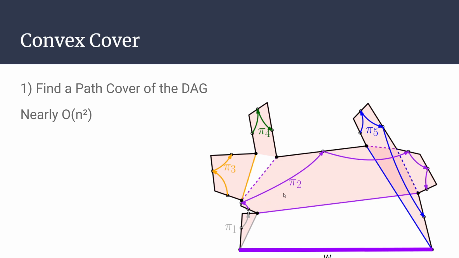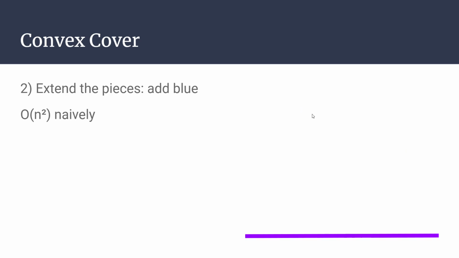For each of these paths, each path is a convex piece. And that also takes nearly quadratic time to find that path cover and find this first set of pieces. And note how they don't cover the entire polygon, but they cover all the edges.